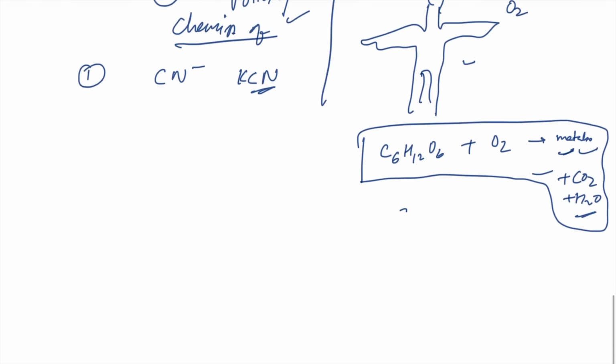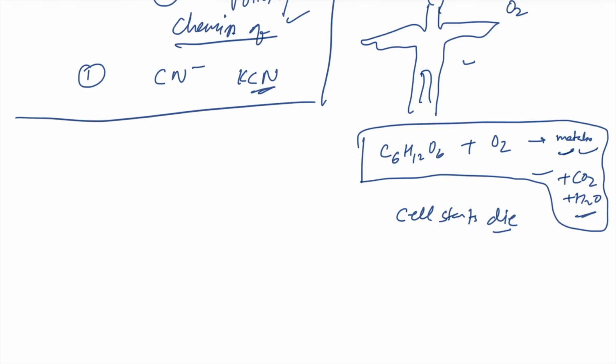our cells start to die. And if our cells start to die, we can't live. Life is not defined there. So what happens? How does this oxygen reach the glucose? So we take O2, inhale O2 from our nose.